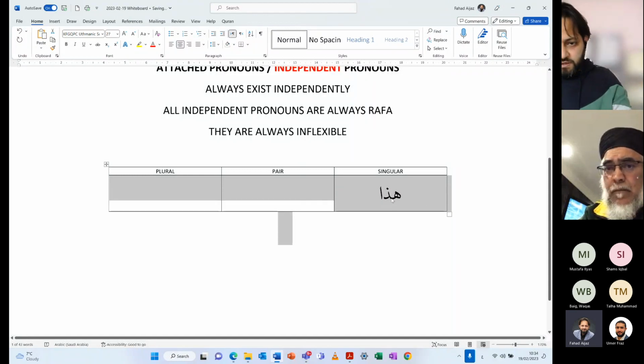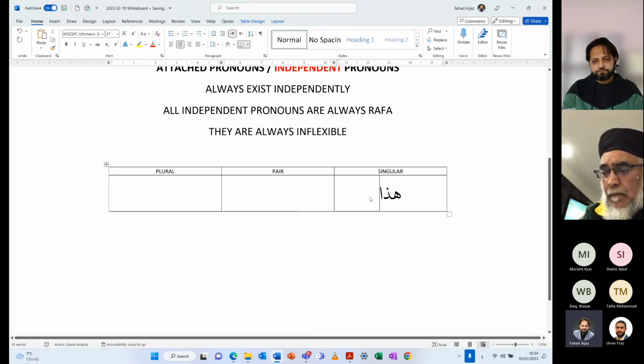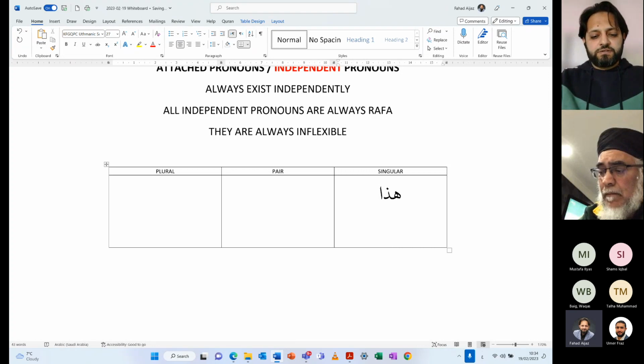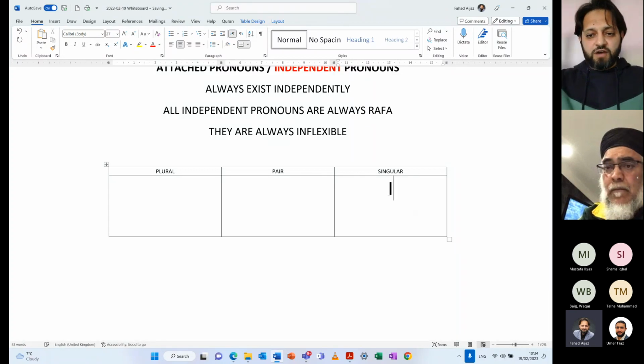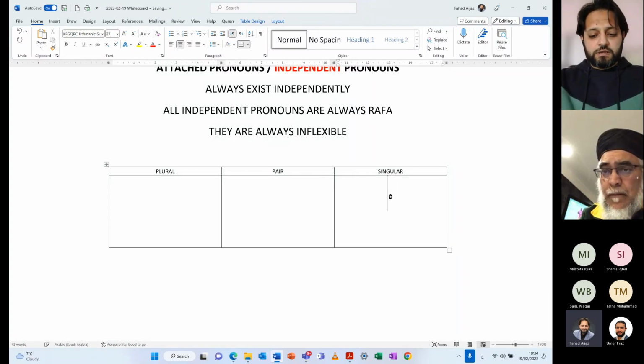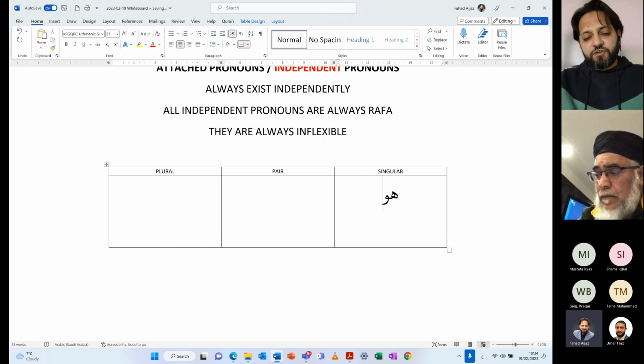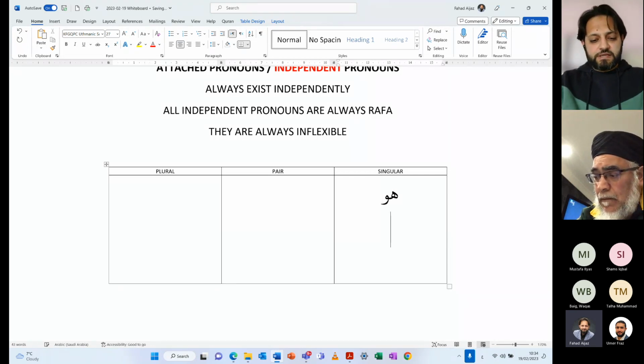Haza. I think all of us know this word. Haza. This pronoun means, oh, sorry, not haza, hua. You have heard this word in your surahs. Qul hu Allahu ahad. You have this word, right? So hua is the first pronoun. This means he.